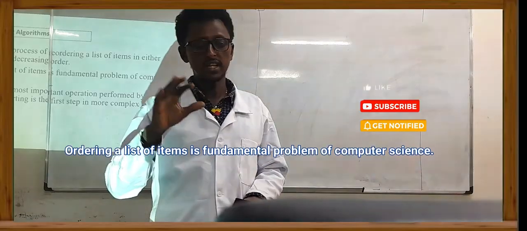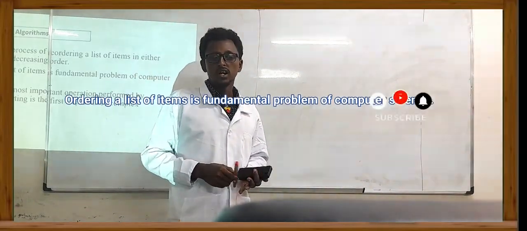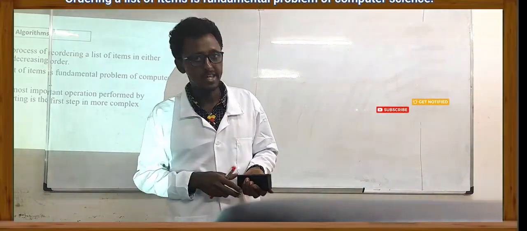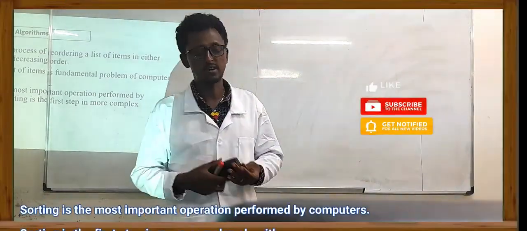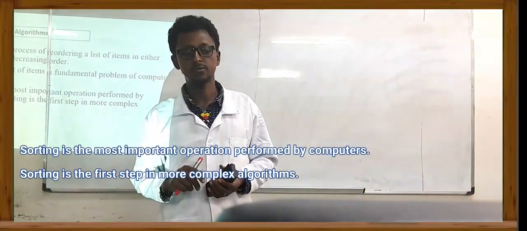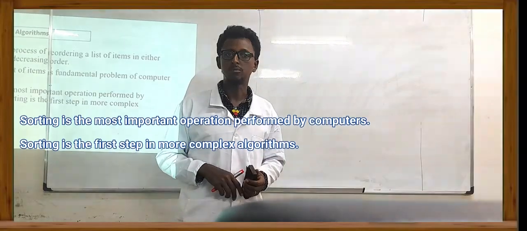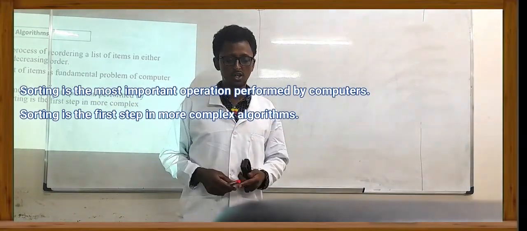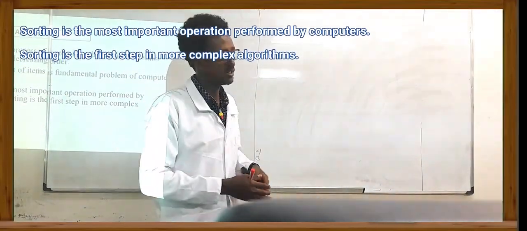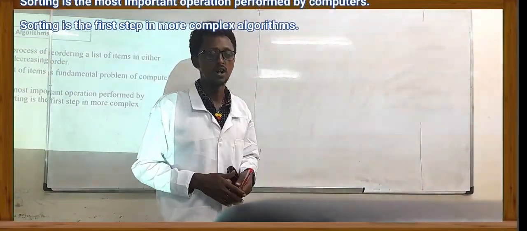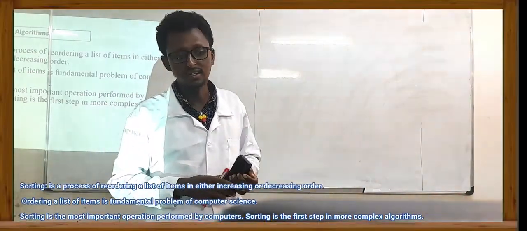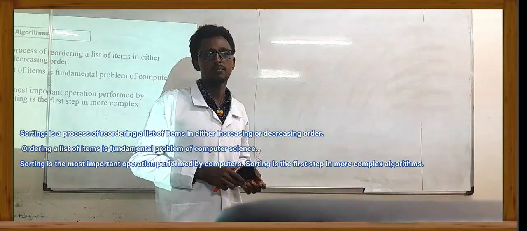Sorting a list of items is a fundamental problem in computing and in computer science. Sorting is one of the most important fundamental operations performed by any computing process. Sorting is the first step in more complex algorithms that we design, and for different applications and different areas, sorting is very fundamental.